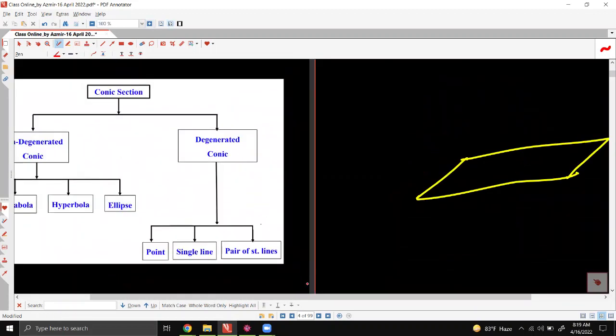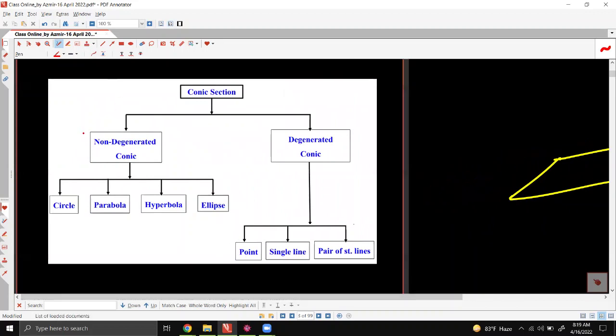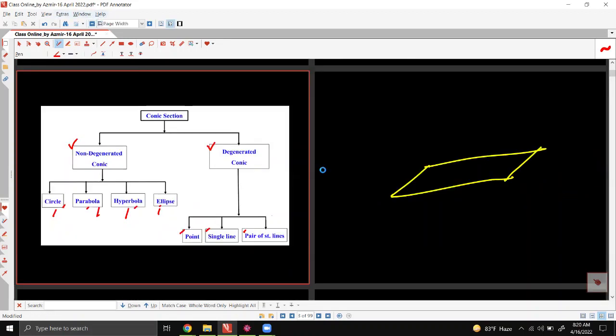So, the classification of conic sections. Conic sections can be classified into two categories: non-degenerate conics and degenerate conics. Non-degenerate conics are circle, parabola, hyperbola, and ellipse. And degenerate conics are a point, a line, or a pair of straight lines. So we are going to focus on the parabola, hyperbola, and ellipse, and also the circle. We have to understand how to find the vertex, center, or asymptotes, and how to analyze a parabola, hyperbola, and ellipse. So this is our target for this lecture.